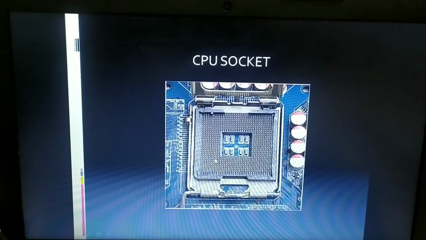One of these sockets might be a rectangular connector, where the processor can be placed or mounted vertically, or there may be some other kind of processor socket, which is a square-shaped connector with some small connectors into which the processor is directly inserted.